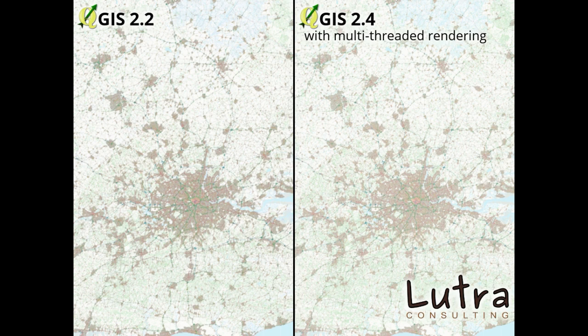The map shows 4 Ordnance Survey vector map district tiles around Greater London. A style sheet provided by OS has been applied. The left half of the screen shows the render progress for QGIS 2.2, while the right half of the screen shows the render progress for QGIS 2.4 using 4 processor cores and a 1-second update interval.